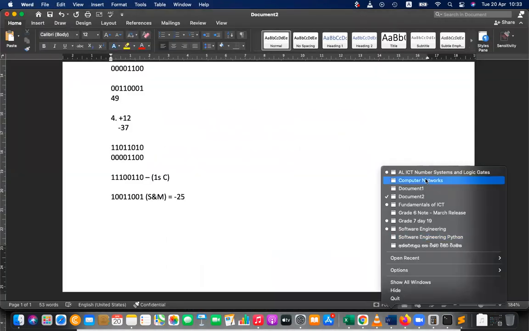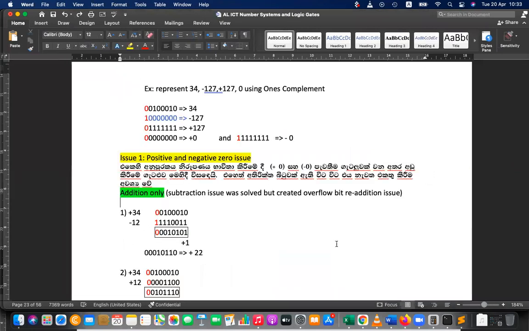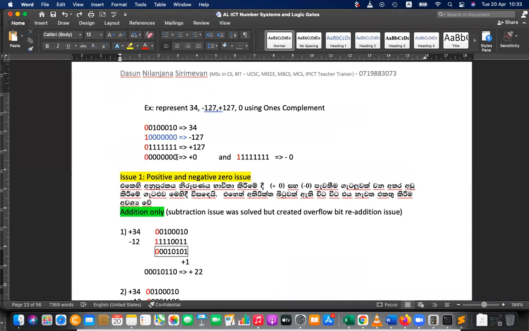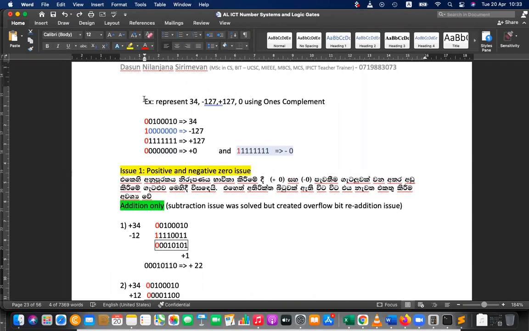Similar to the previous one, you have the negative and positive 0 issues. Here, this one is a positive 0. Similar to that, the inverted one will be there, that is negative 0. So you can show this with an example. The highlighted points you can write down. Issue number 1 is positive and negative 0.